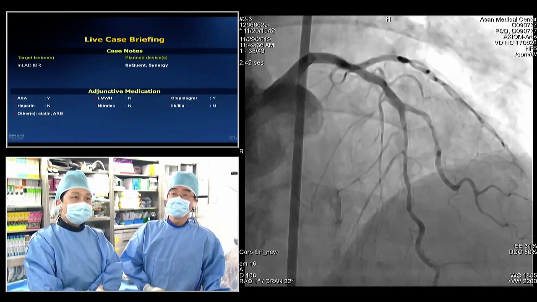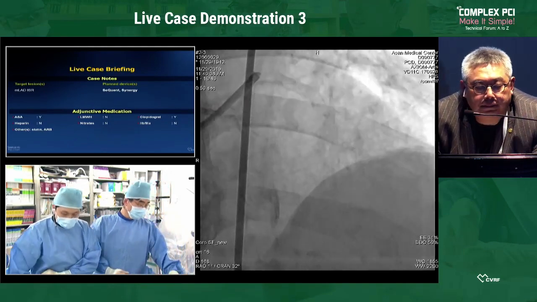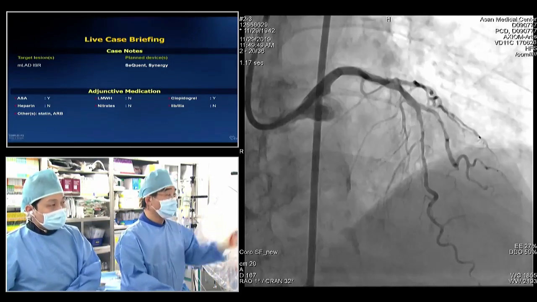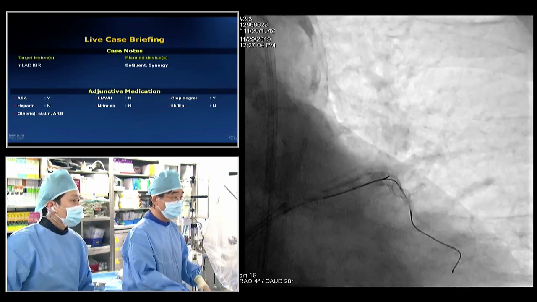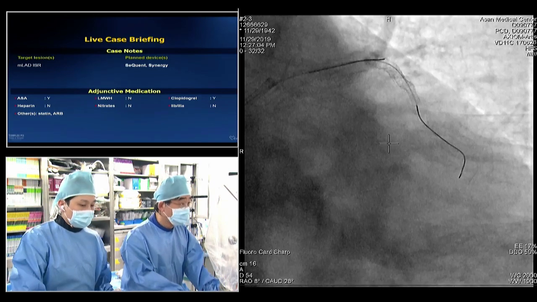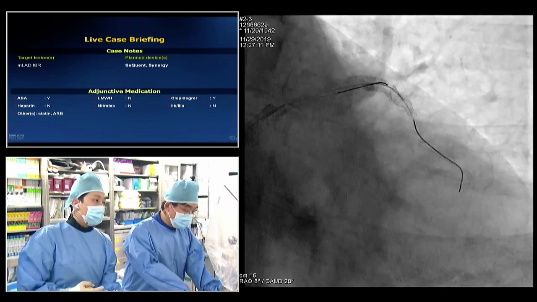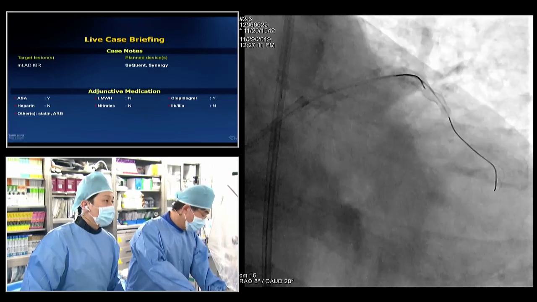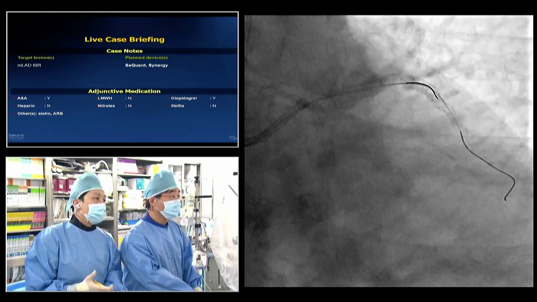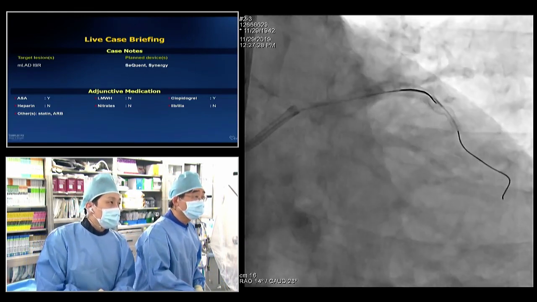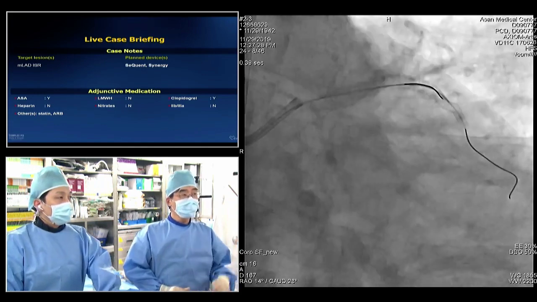Any other opinion? Can you show the AP caudal view to look at the proximal LAD? Okay, AP caudal. You already did the imaging study, so tell us what your strategy will be. First of all, let's check the proximal stent with the AP caudal view as you requested. The proximal one is not so severe. The main lesion is in the mid-LAD.